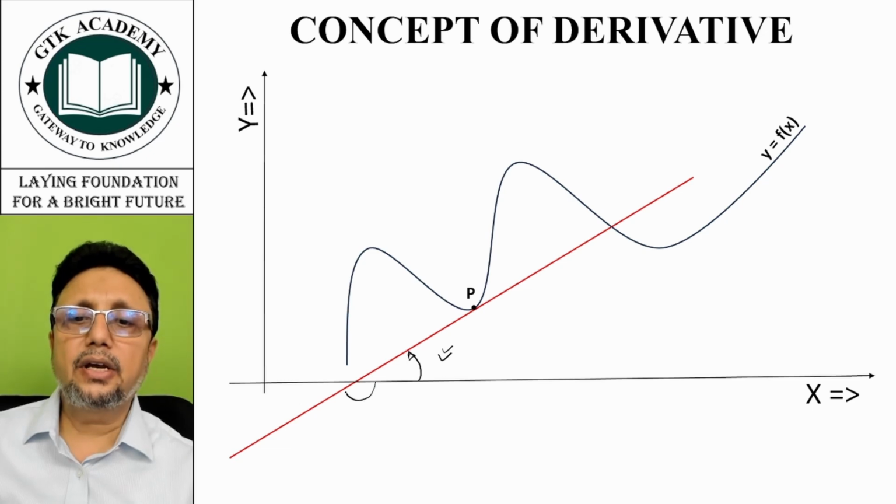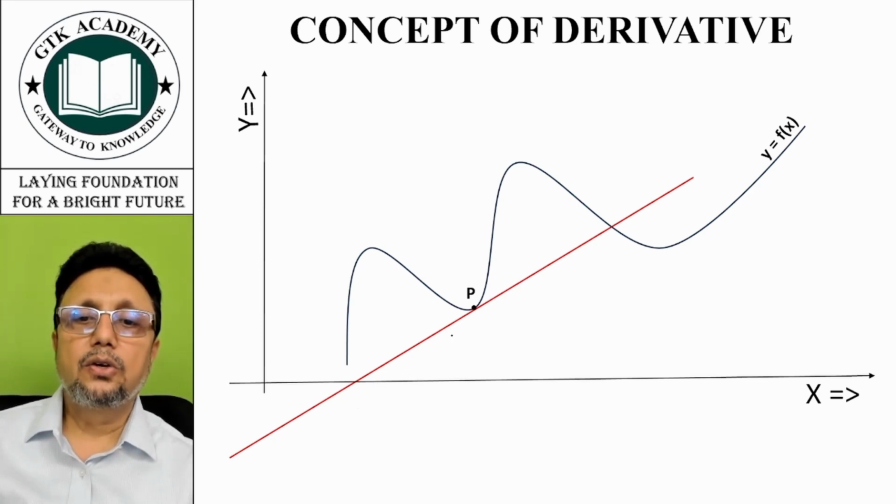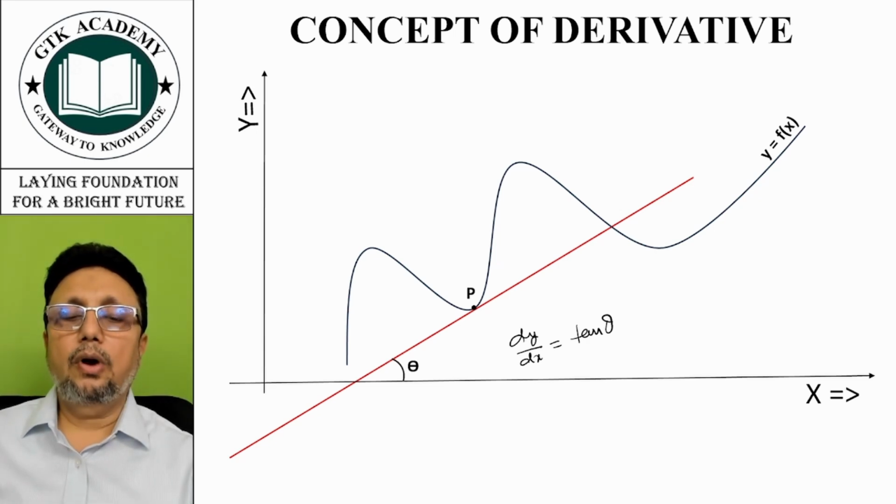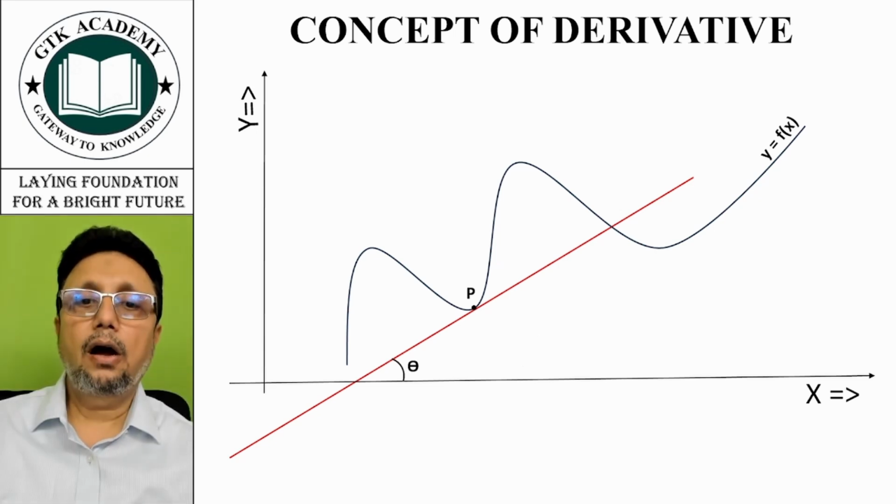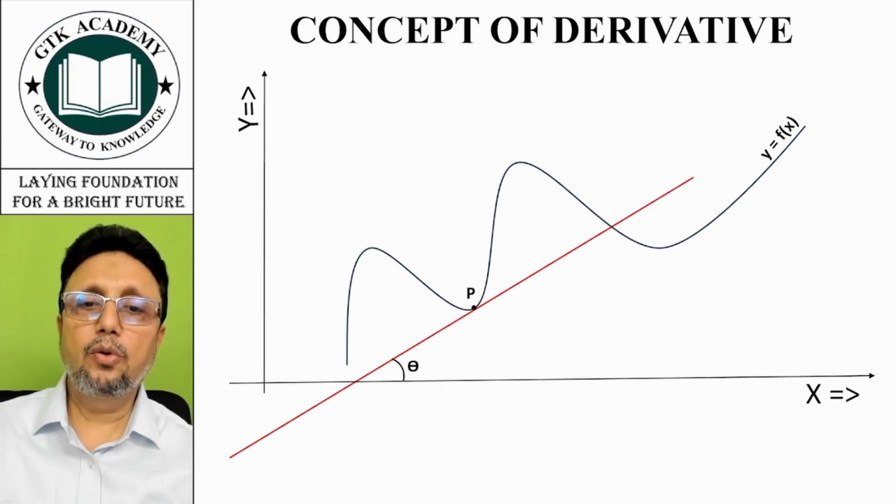If you go in this direction, it will be clockwise. So this is not correct. So you have to take this angle. So if this angle is theta, then dy by dx is equal to tan theta. So I hope you have understood this. However, you will not be told to draw the curve and then draw the tangent at a particular point and find its slope, which is dy by dx.